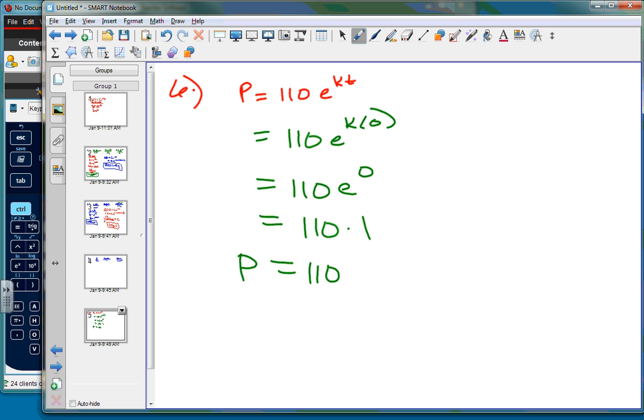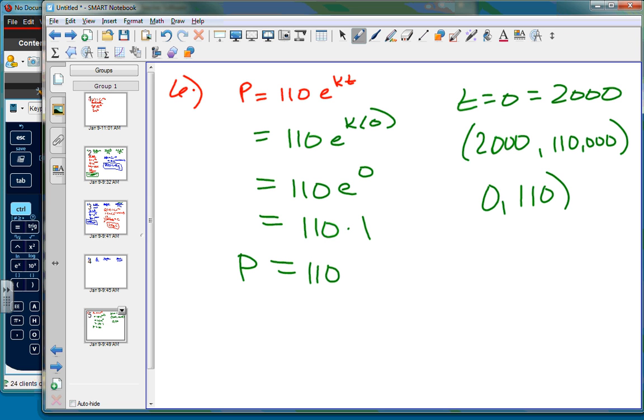Does that make sense? You don't need to write that down because it should be all right here in the formula. But what does year 0 represent? Year 0 represents 2000. So what you're telling me is I have an ordered pair, right? At year 2000, my population was 110,000, which is actually the point (0, 110). Do we understand that? This is the year, this is the population. Doesn't that make sense?